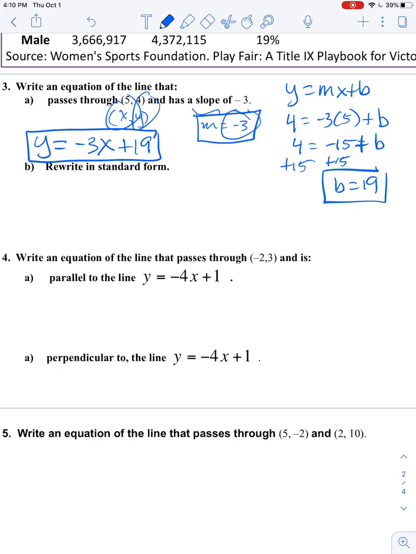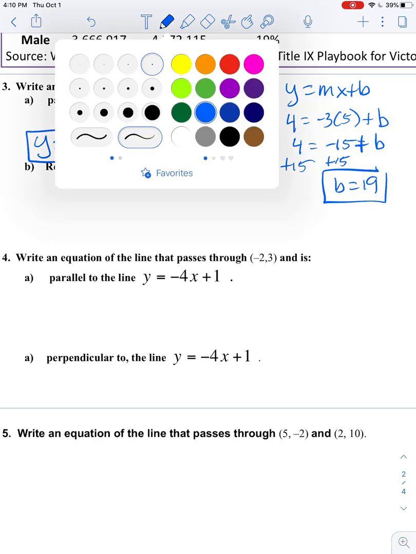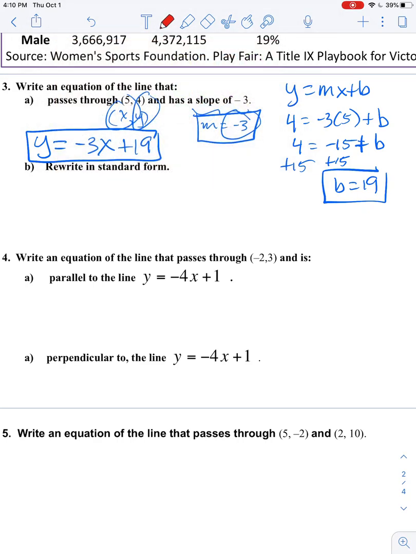And I always find that b value by using one of the points that I know the line goes through and then the slope that I found. In this case, they just gave it to me. So I'm supposed to rewrite that in standard form.